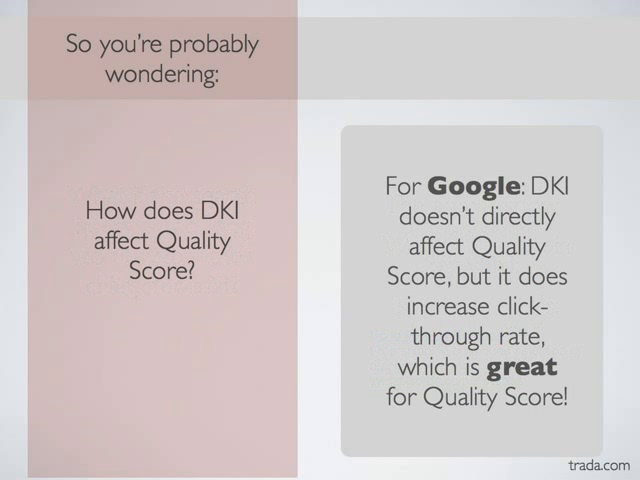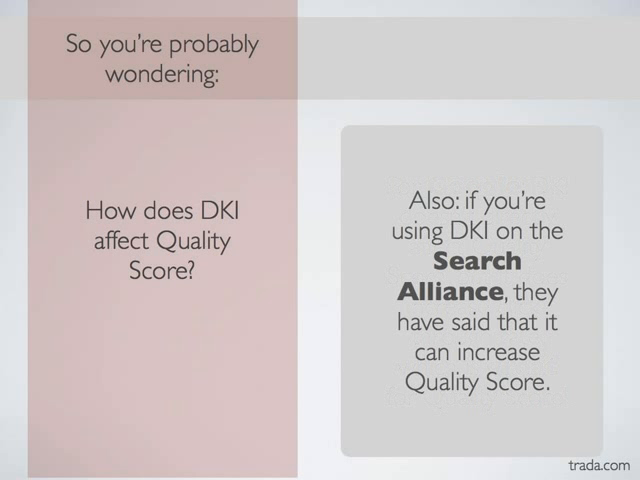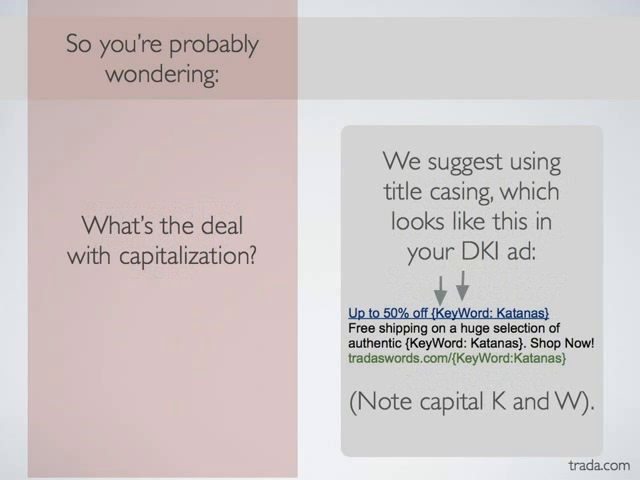And this one is a very popular question. How does dynamic keyword insertion affect quality score? So, two different answers here. One, for Google it actually doesn't directly affect it, but it has been shown to increase click-through rate. And as we know, click-through rate is really a heavy contender when it comes to quality score. Obviously, because Google wants to make money, they want to reward advertisers who are getting lots of clicks. And that's good for quality score. When it comes to the Search Alliance, they've actually said that it can increase quality score. And we'll talk a little bit more about how the Search Alliance differs from Google. They do things just a little bit differently over there. Yeah, because Bing just recently pushed out quality score. They didn't have it until the last 2 months or so. So this is a pretty new thing for Bing.